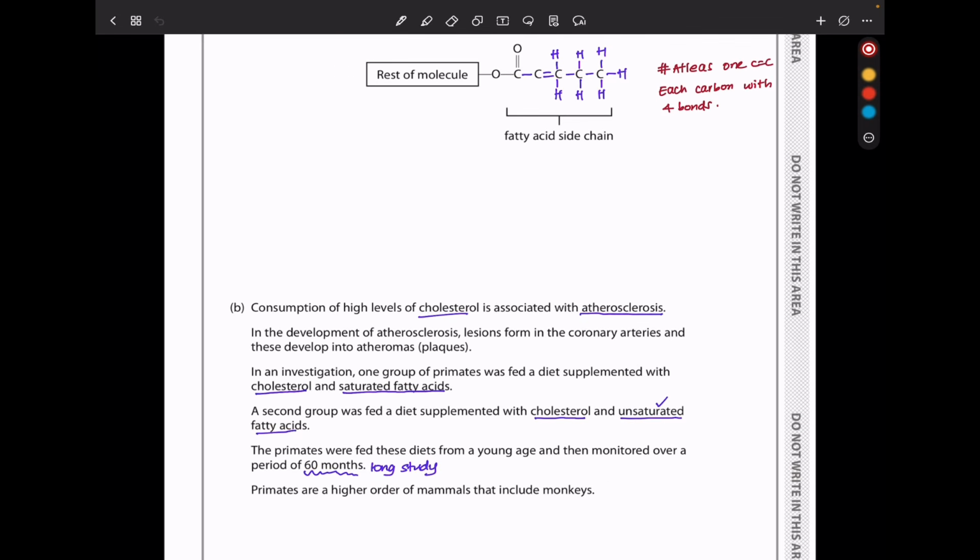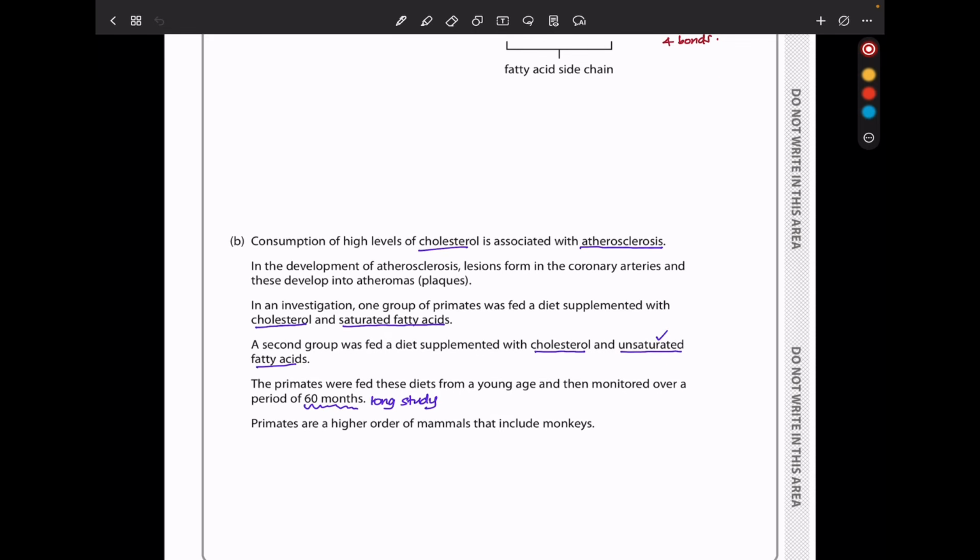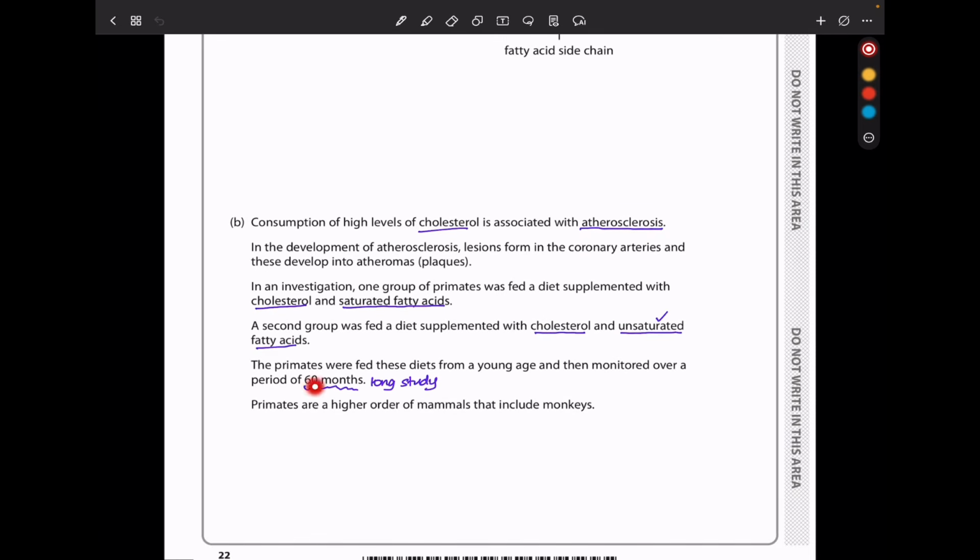In part B, consumption of high levels of cholesterol is associated with atherosclerosis. In the development of atherosclerosis, lesions form in the coronary arteries, and these develop into atheromas, which are plaques. In an investigation, one group of primates was fed a diet supplemented with cholesterol and saturated fatty acids. A second group was fed a diet supplemented with cholesterol and unsaturated fatty acids. The primates were fed this diet from a young age and then monitored over a period of 60 months. It's kind of a long study, though not too long. Primates are a higher order of mammals that include monkeys.